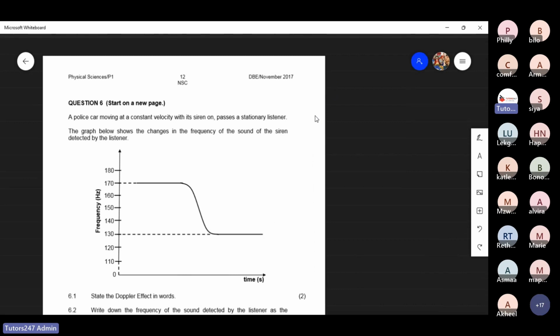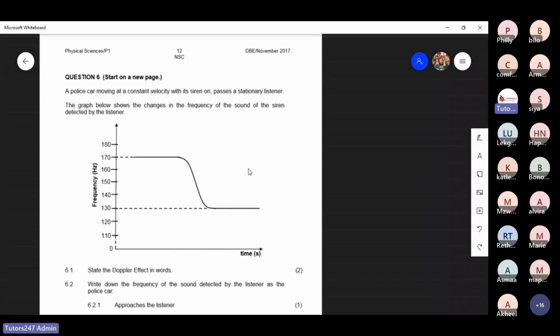Our first question is from a November 2017 exam paper. I believe I have 4 questions up today. Hopefully we do get a chance to go through all 4. Whatever we don't cover, I'll post it in the group and you can do it as homework, okay? So I've put up 2017, 2018, 2020, and 2021 for today.